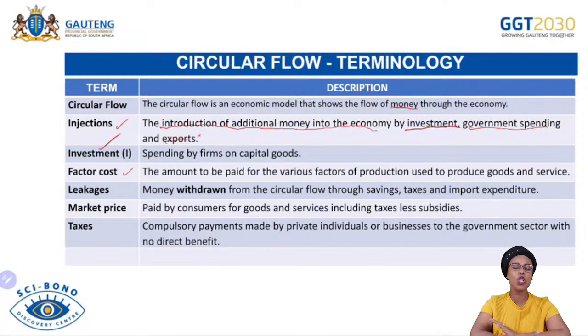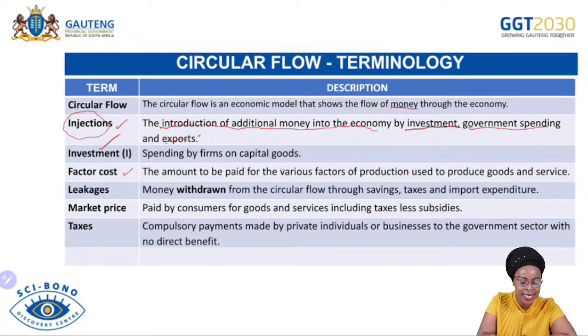Then let us look at the leakages. You saw that injections can comprise investment, government spending, and exports. So leakages is when money is withdrawn from the economy or from the circular flow. It's not used for spending. It's simply money that is not used for spending. If we don't spend, what do we do? We save. Where do we save? At financial markets. If we don't spend, we save, and we can also spend.